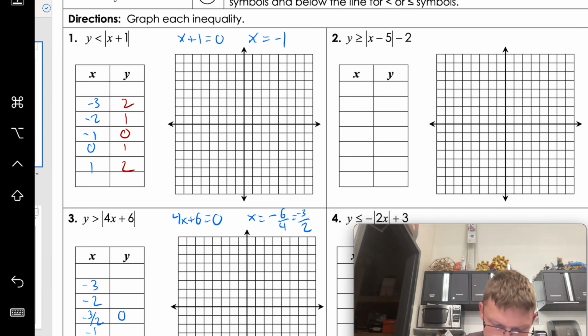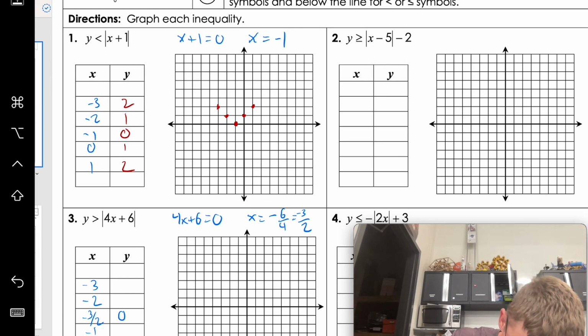Then we've got our vertex, -1, 0, then 0, 1, and 1, 2, then go up here. Oh, look, we had that +1 on the inside and it moved to the left. Weird. Anyway, so we're going to do this right. We're going to look at that. That is a less than sign, meaning it does not have an equal to. So we're going to draw our dotted line.